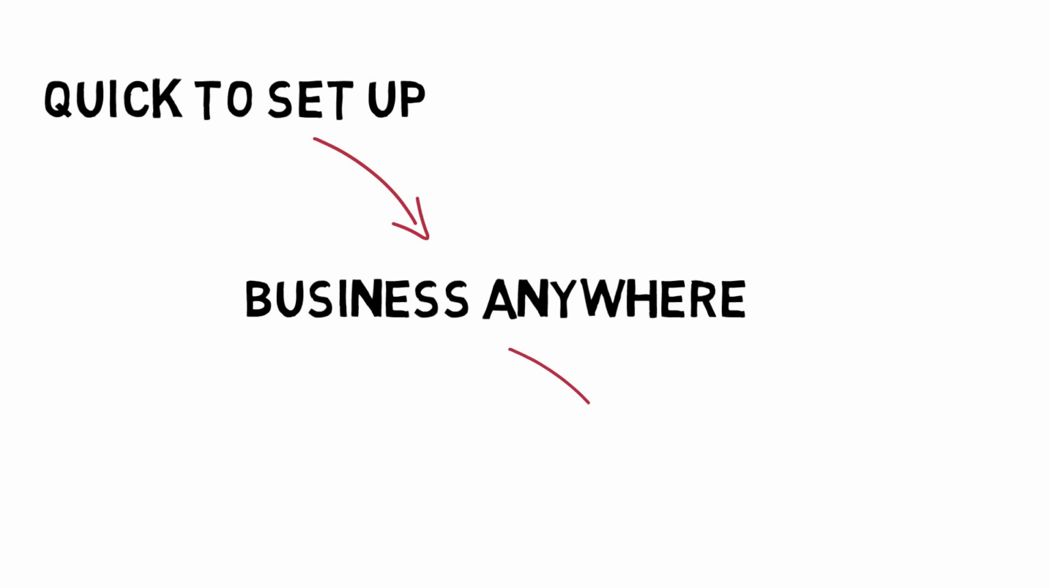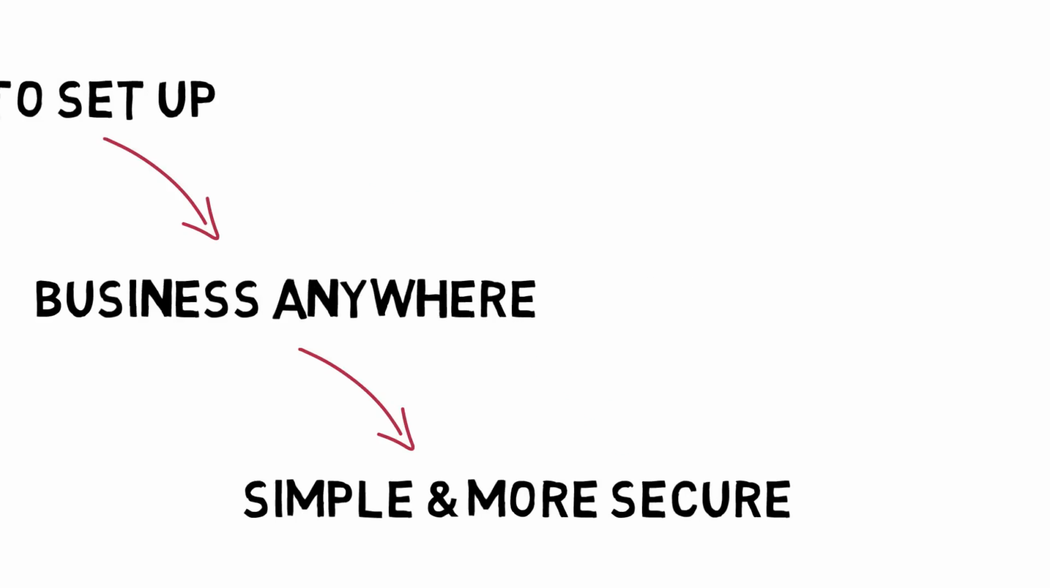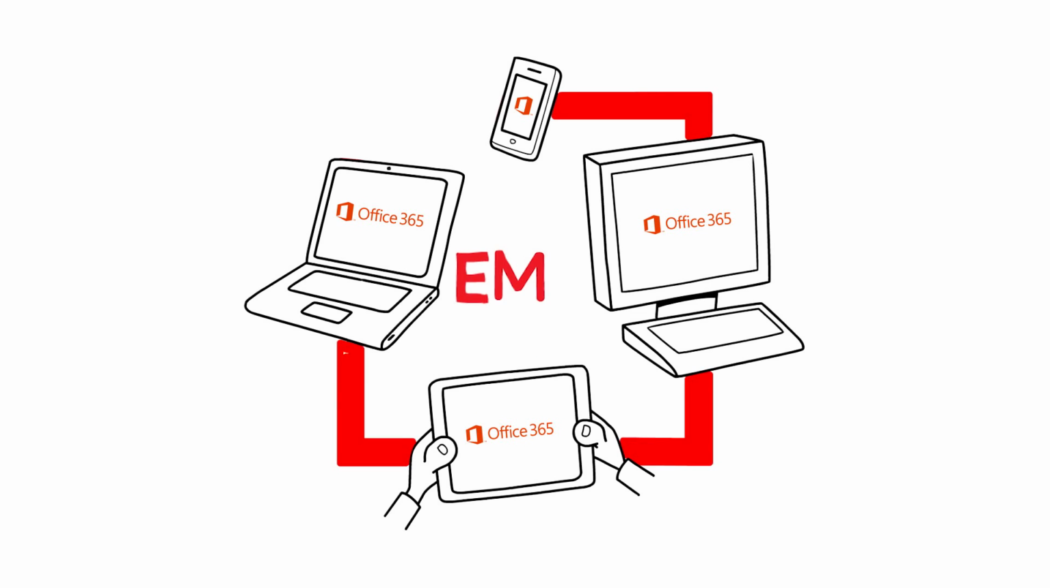Quick to set up and designed for small businesses like Bob's, doing business anywhere is simple and more secure with Office 365 and Microsoft Enterprise Mobility Suite.